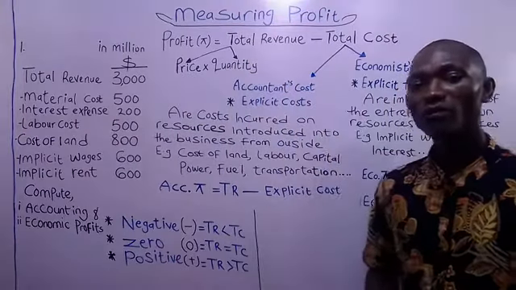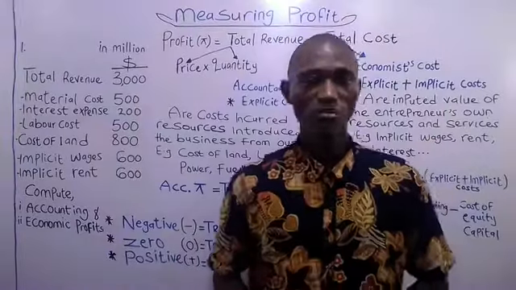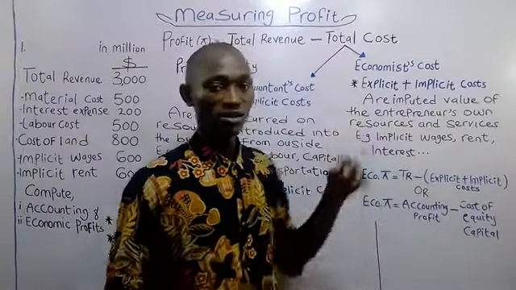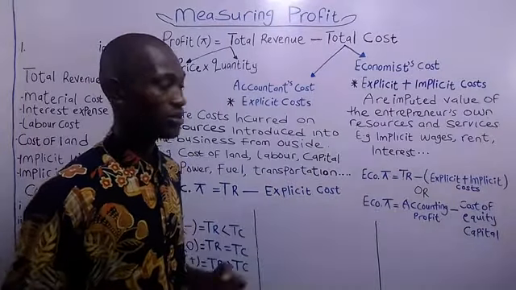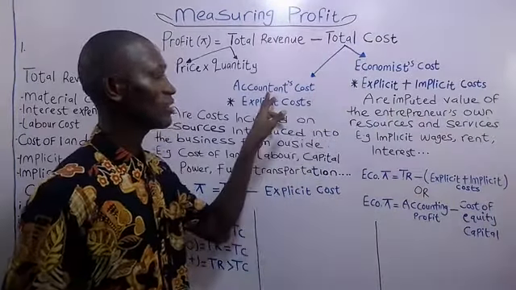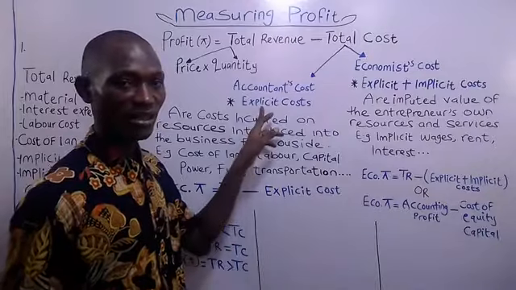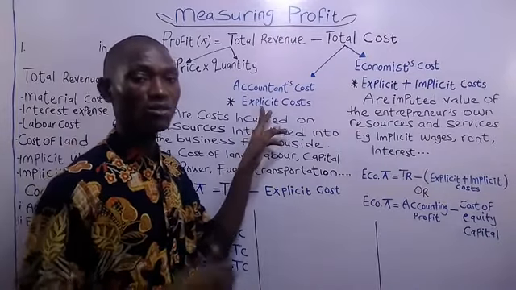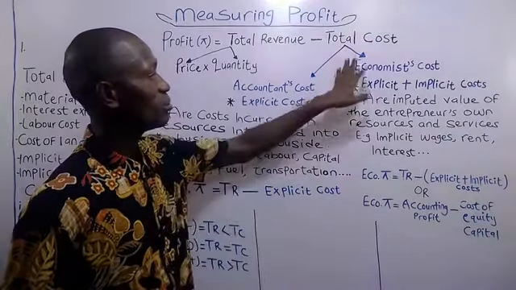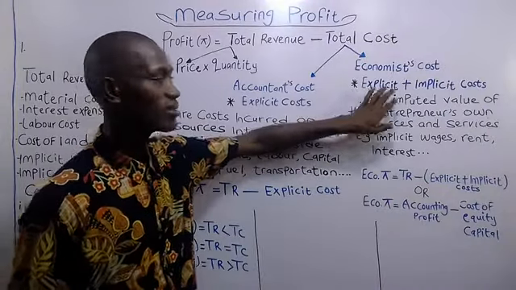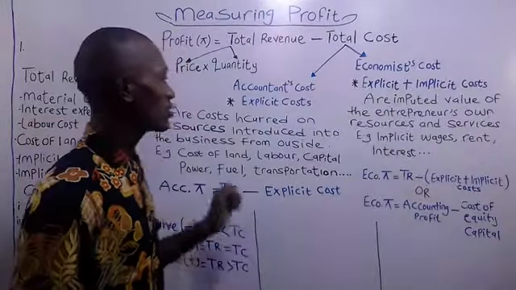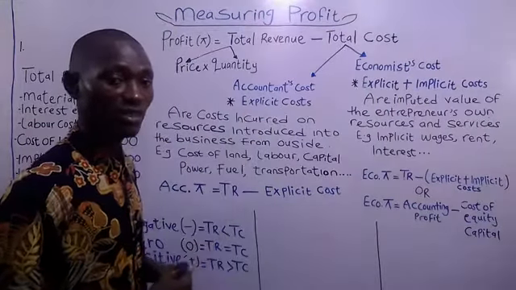But on the part of what should be the total cost, when we say cost in economics, we mean opportunity cost. So opportunity cost to the accountant is explicit cost, which is also called money cost. And the opportunity cost to the economist is both explicit and implicit cost. So let's start off with explicit cost.